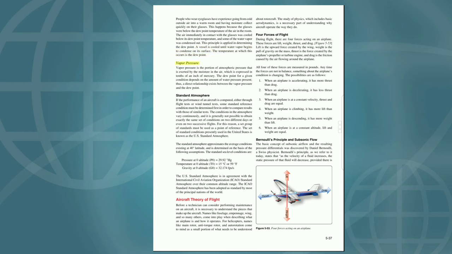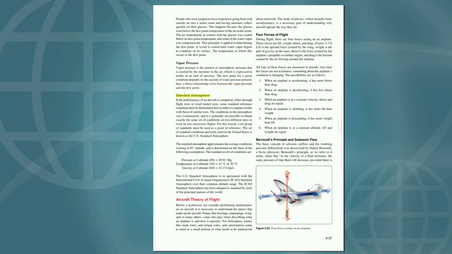Vapor pressure. Vapor pressure is the portion of atmospheric pressure that is exerted by the moisture in the air, which is expressed in tenths of an inch of mercury. The dew point for a given condition depends on the amount of water pressure present. Thus, a direct relationship exists between the vapor pressure and the dew point.